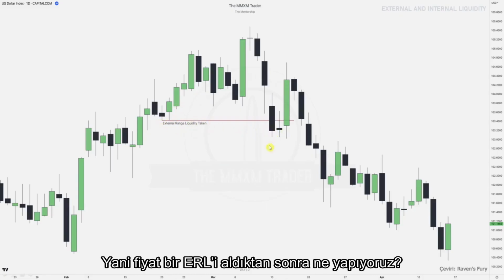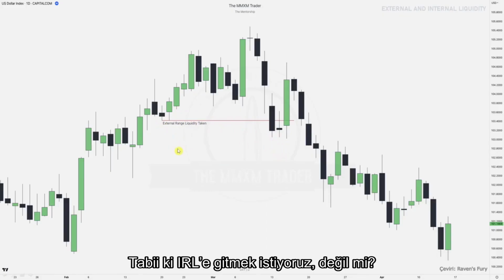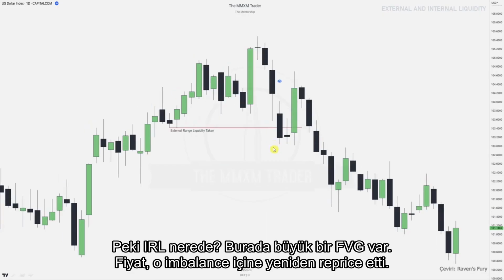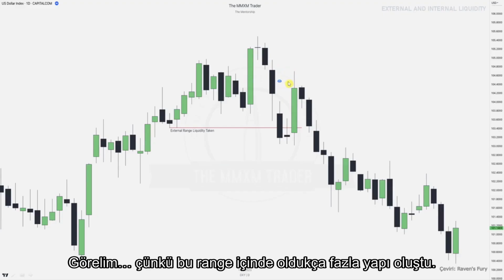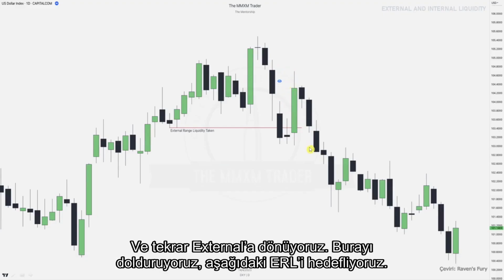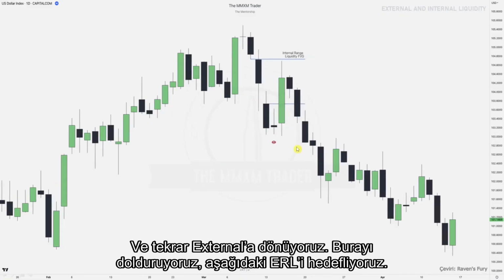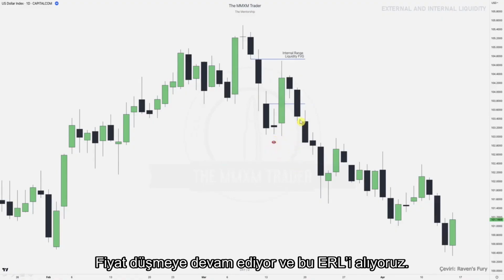What do we do after we take external range liquidity? Again, we want to go to internal range, right? So where is internal range liquidity? We've got this big fair value gap up here. Price reprices back into that imbalance over here. So we hit that internal range liquidity. What do we want to do after we take internal range liquidity? Go back to external, right? We fill this up. We look for this external range liquidity down here. And we keep declining. We take out this external range.